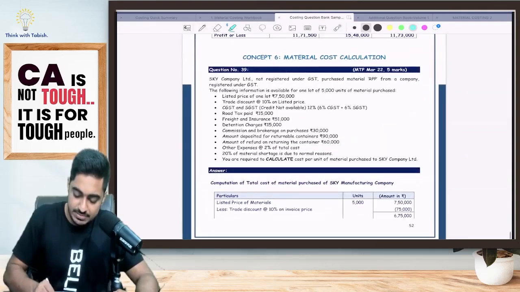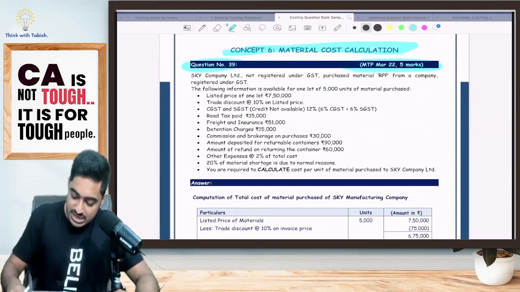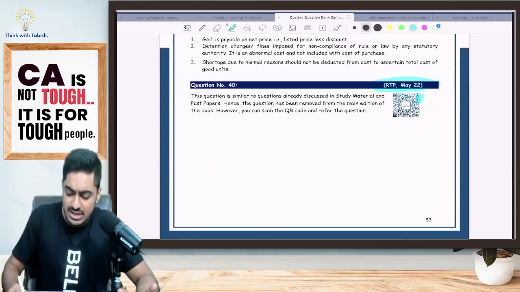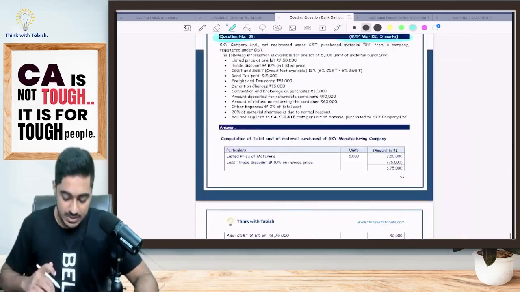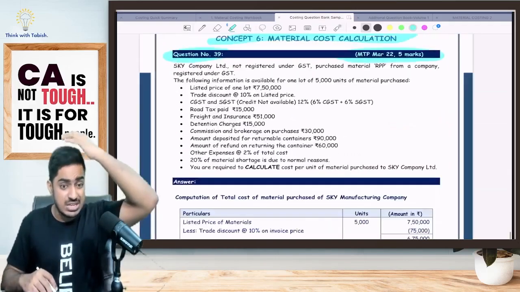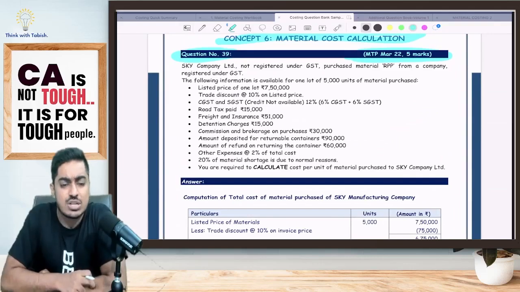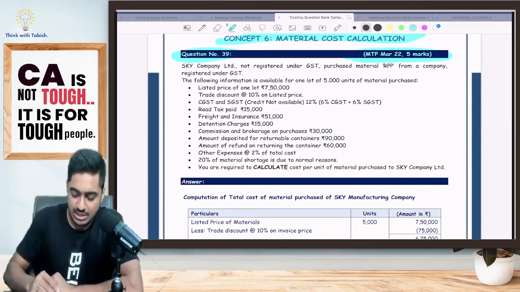Question number 39. MTP March 22, 5 marks. The same question had again come in RTP May 22, just the numbers had varied. I have put it as an additional question, but this question we will be solving. Okay, pay attention. This was there in our old study material also, but now in the new study material they have removed it. It doesn't mean that this concept is gone. The question is still relevant. They can be asking because it has been there in MTPs as well as RTPs.